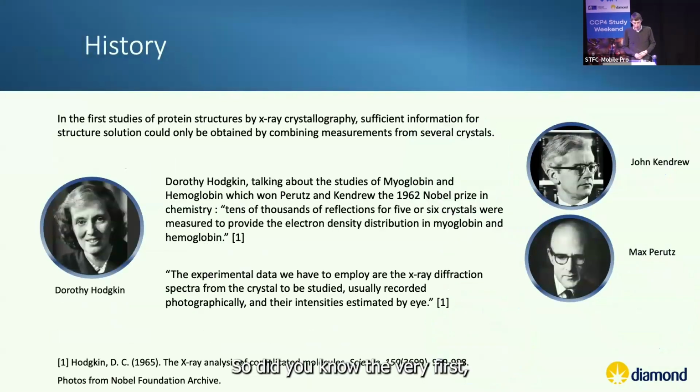So did you know the very first protein structures were determined by multi-crystal methods? Back in the 60s, sufficient information for structure solution could only be obtained by combining measurements from multiple crystals. Dorothy Hodgkin, in a review article where she was talking about the work that won Kendrew and Perutz the 1962 Nobel Prize, comments that tens of thousands of reflections from 5 or 6 crystals were measured to provide the electron density distribution in myoglobin and hemoglobin.